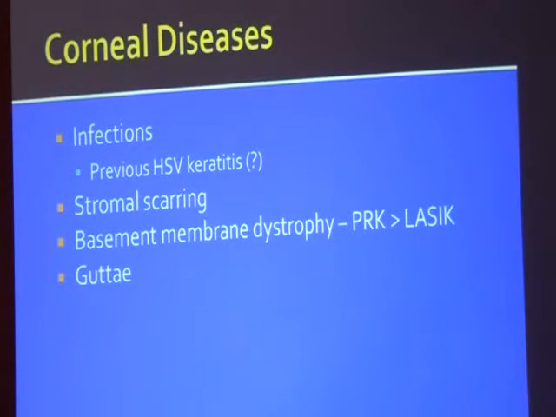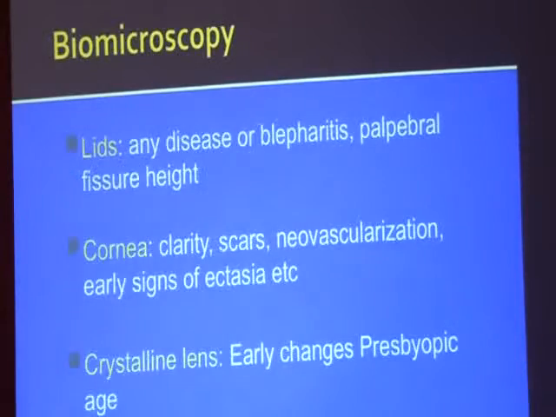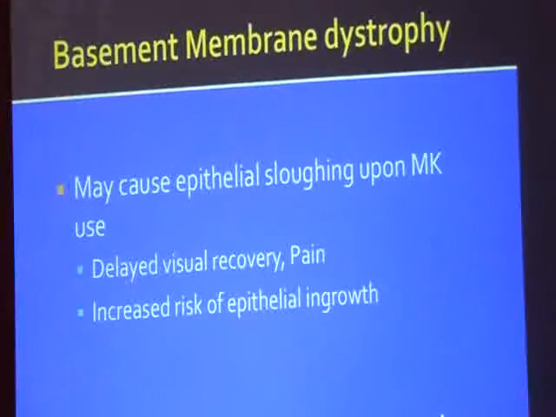A few patients may also have guttae. You have to be vigilant because these are the patients who may have interface fluid syndrome, and the flap will not be very stable. So the lids, cornea and the crystalline lens also should be examined for early changes, especially if the patient is of pre-presbyopic or presbyopic age.